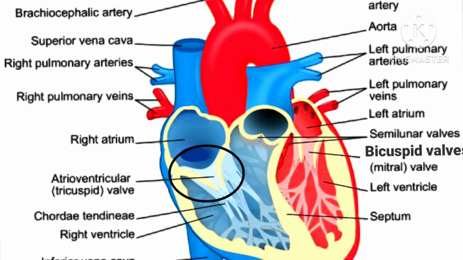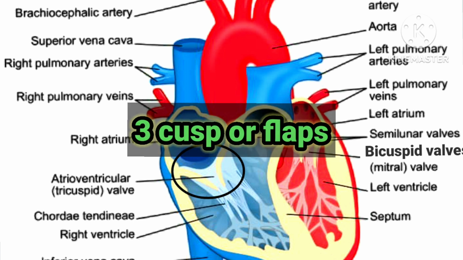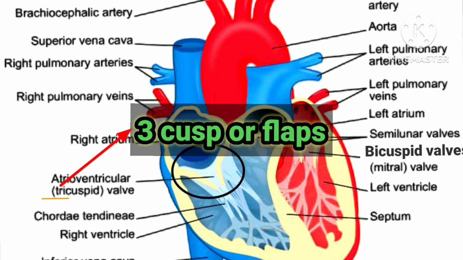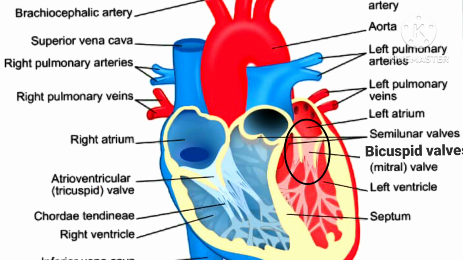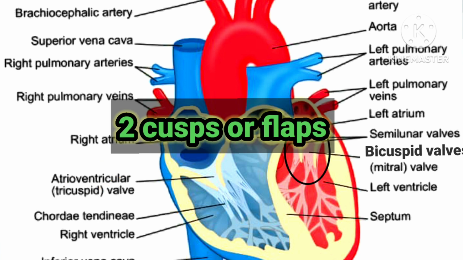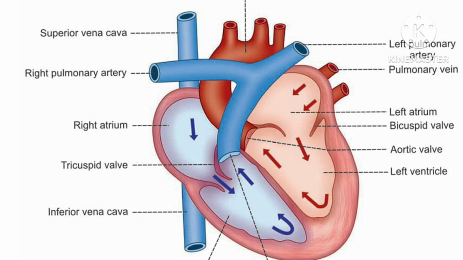The tricuspid valve, as from the name, has 3 cusps. Tri means 3 and cuspid means flaps of something. And the bicuspid valve has 2 cusps. Also from the name, bi means 2 and cusps means flaps of something. For the tricuspid valve, we can see 2 of the cusps here and the other one is from behind. And for the bicuspid valve, we can see the 2 cusps.